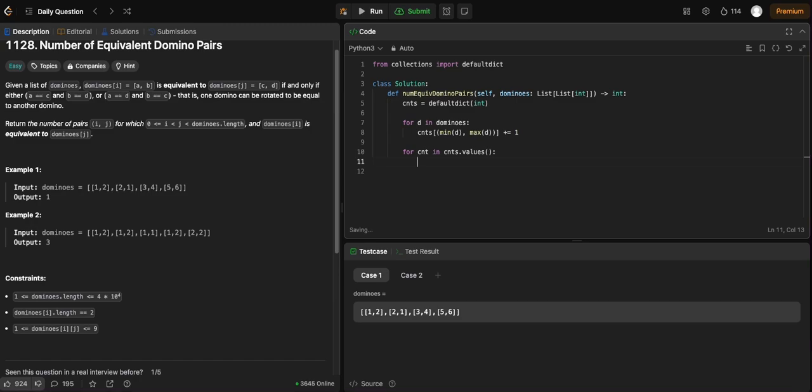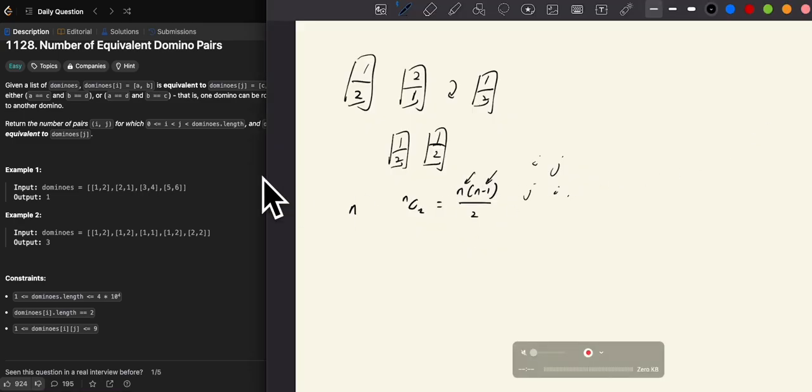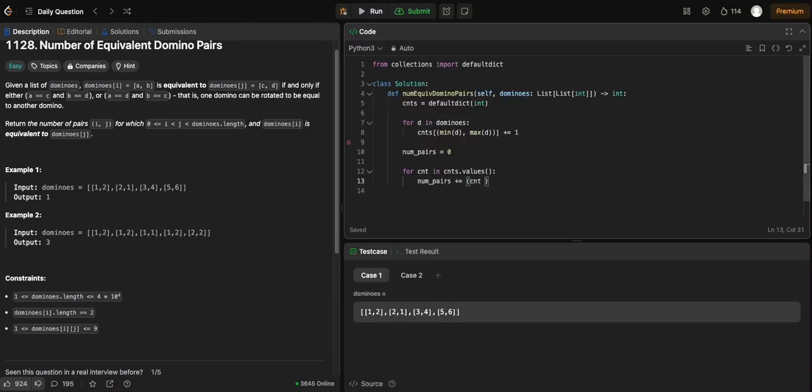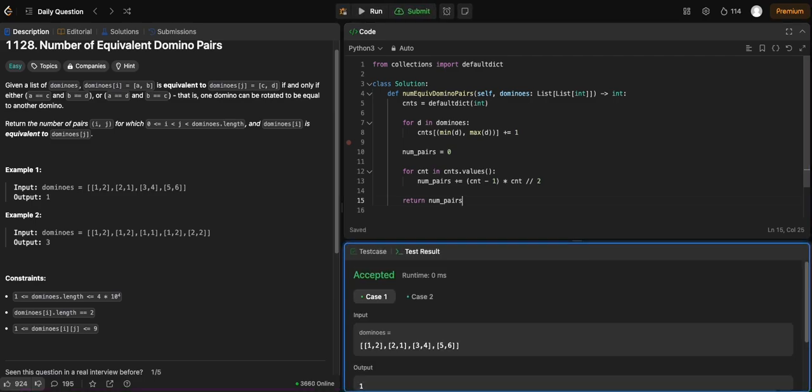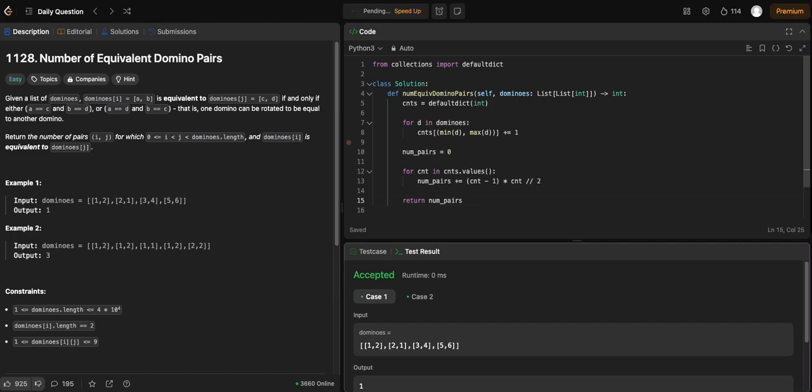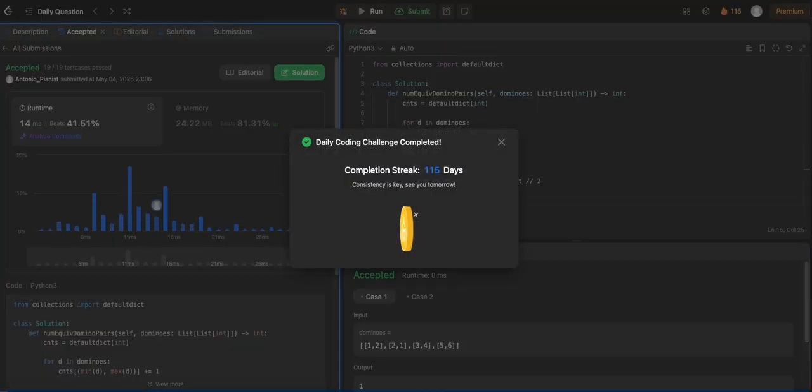We need the actual number of pairs variable out, but basically we can just do the formula that we have talked about before. So we have count times, I guess I'll do count minus 1 times count, divided by 2. And then we can just return the number of pairs, and I think that should work. Yeah, it does seem like it works. And yeah, okay, there we go.